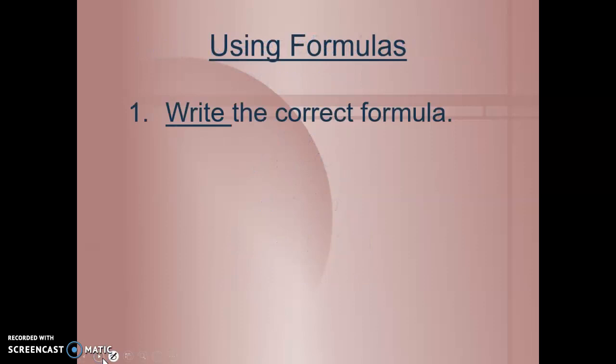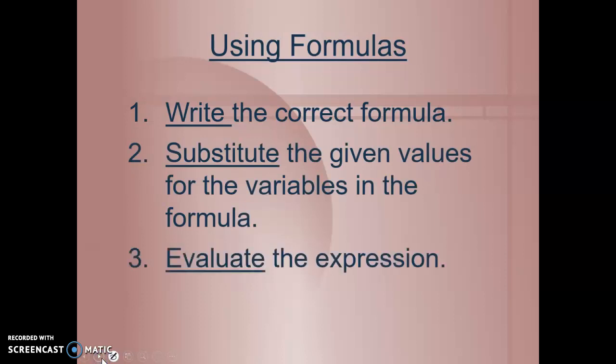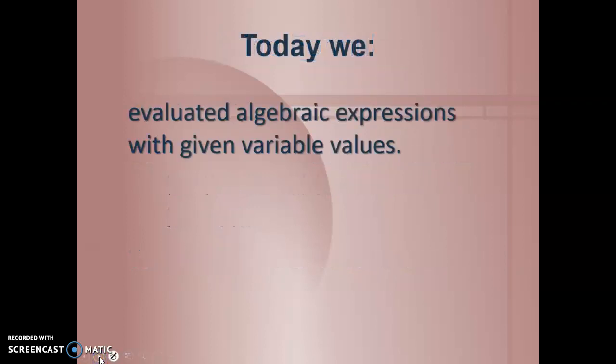When using formulas, first, make sure that you write the correct formula. Then, substitute the given values for the variables in the formula. Evaluate the expression by following the order of operations. Today we worked on the following. We evaluated algebraic expressions with given variable values. We did this specifically with formulas, like formulas for perimeter and area.